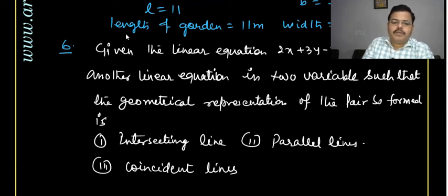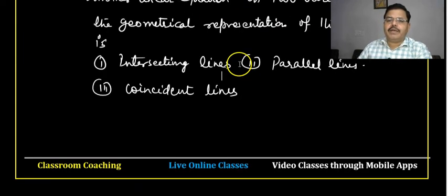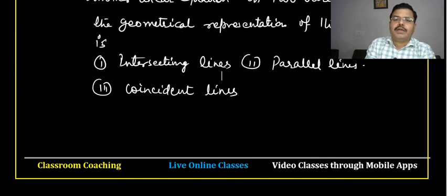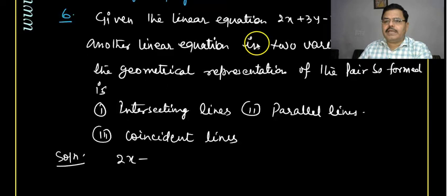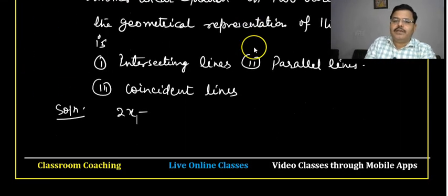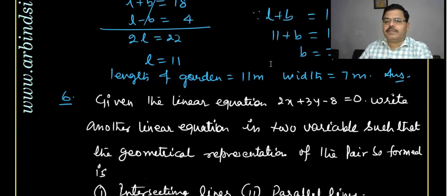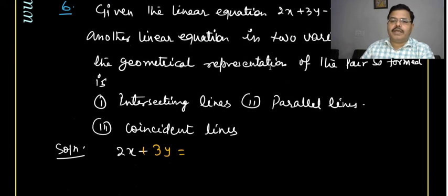Okay. So reverse. This is your intersecting lines. The first line is given as 2x plus 3y minus 8 is equal to 0. So we can write 2x plus 3y is equal to 8. Let me write 2x plus 3y is equal to 8. This is the first equation.